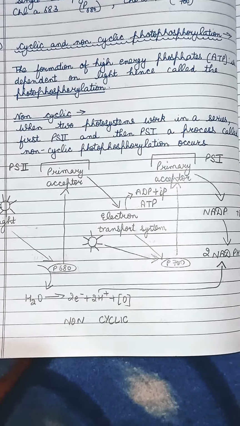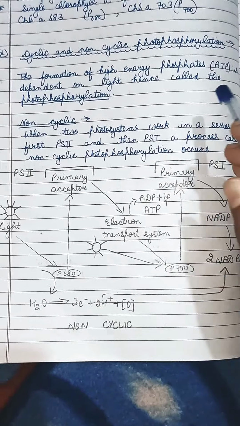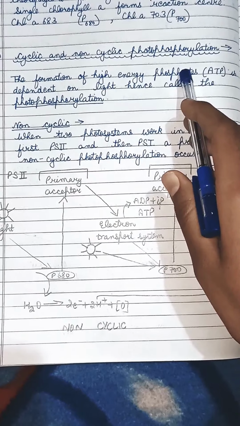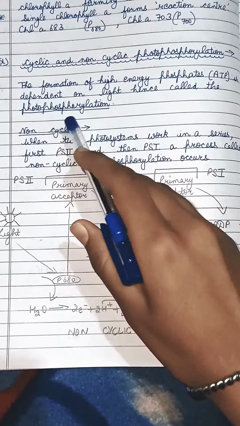Today I am going to tell you about two processes, cyclic and non-cyclic photophosphorylation. These are the major topics of the chapter Photosynthesis in Higher Plants of class 11. So now firstly we will understand what is this photophosphorylation.